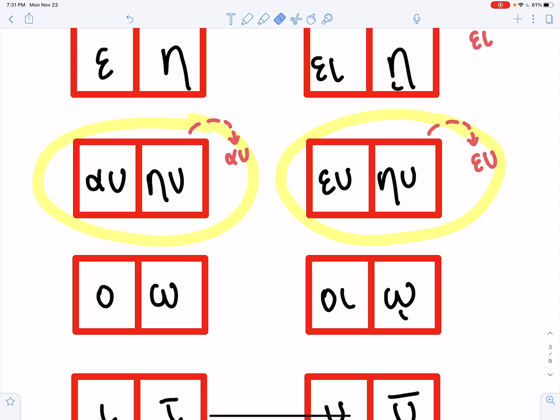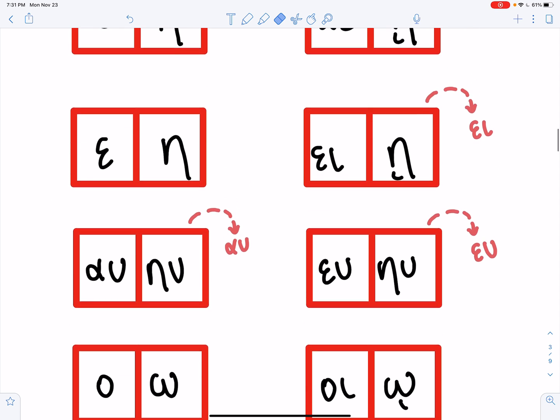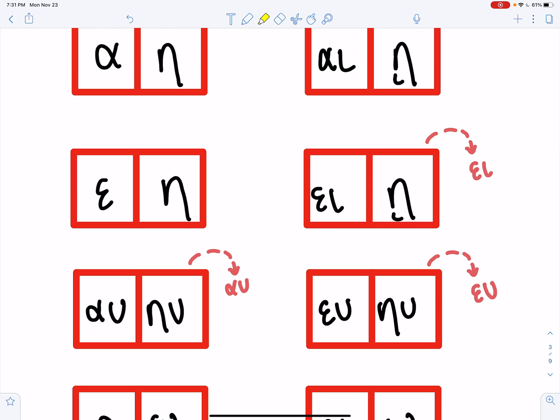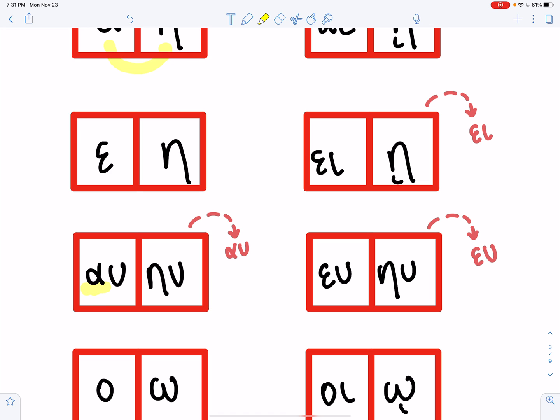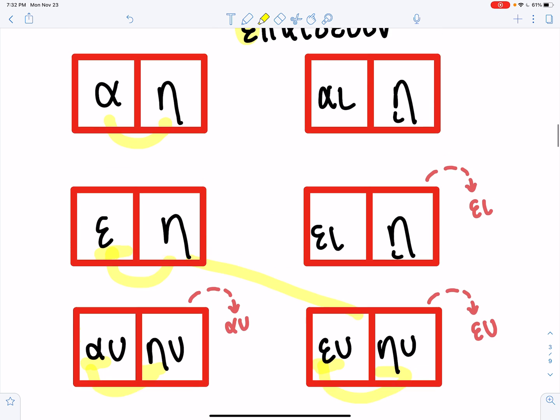And these become even easier once you've learned your earlier rules, because you might notice our alpha already turned into eta. So this alpha is already turning into eta on its own. The upsilon is just kind of there for kicks. Same thing over here. The epsilon is already turning into eta, and the epsilon here is also turning into eta. So if you just ignore those upsilons on the end, you've already learned the rule. All you've got to do is remember to add the upsilon back on once you've augmented your alpha and your epsilon. So not too bad, right?